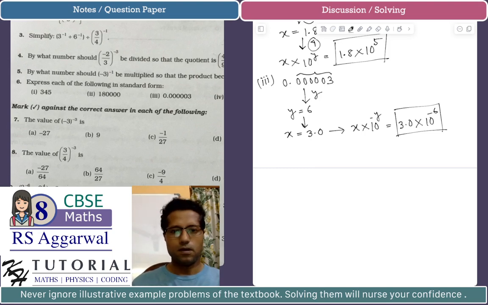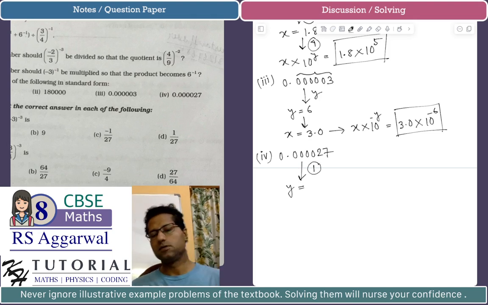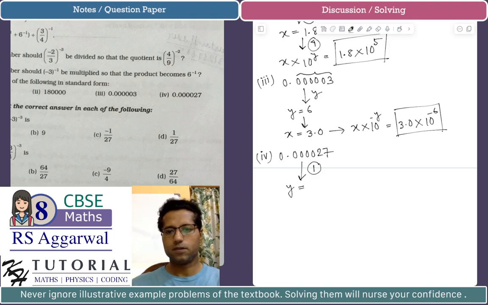Okay. There is part 4. Part 4 is also a very small number. We have 0.00002 and 7, that is 0.000027. So the first step is to find y. What is y? Y is the number of digits to the right hand side of the decimal point in the given number up to the first non-zero digit. The first non-zero digit is 2. So how many digits are there to the right hand side of the decimal point? 4 zeros and 2, so 5.